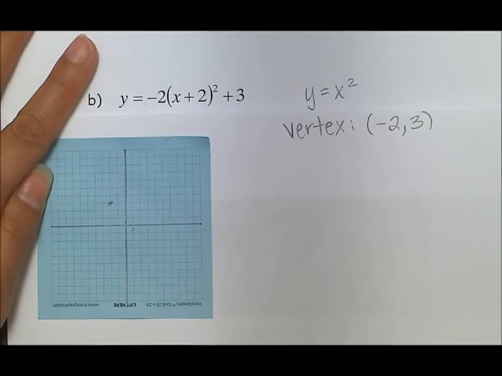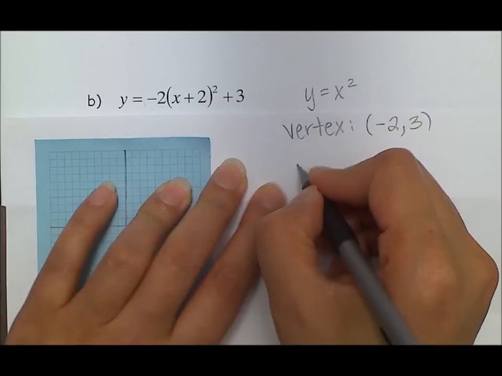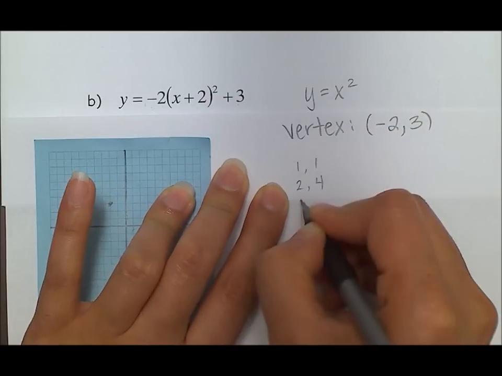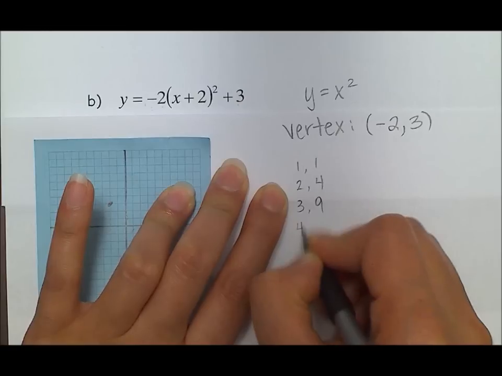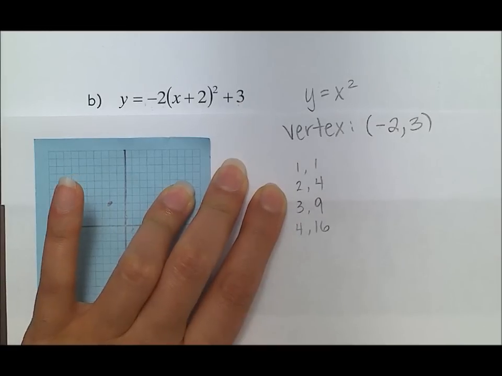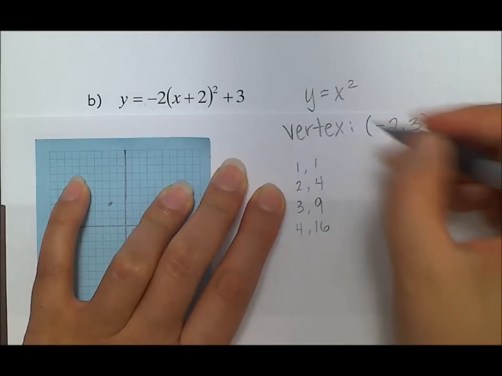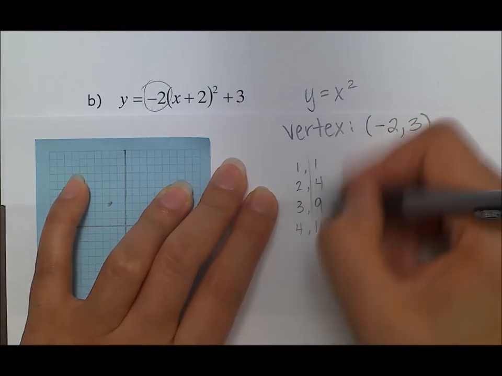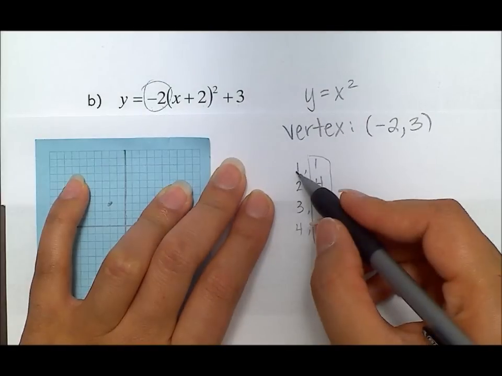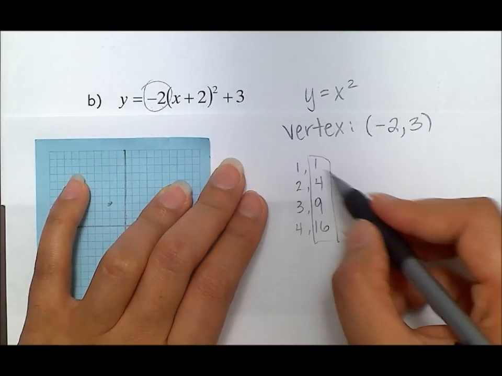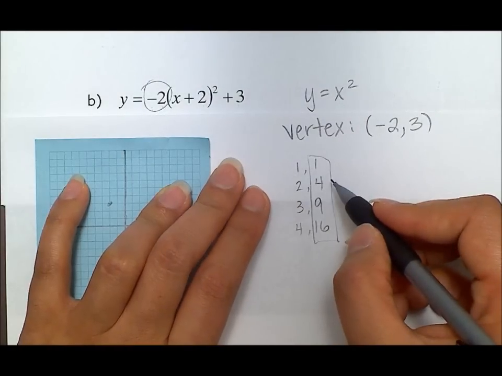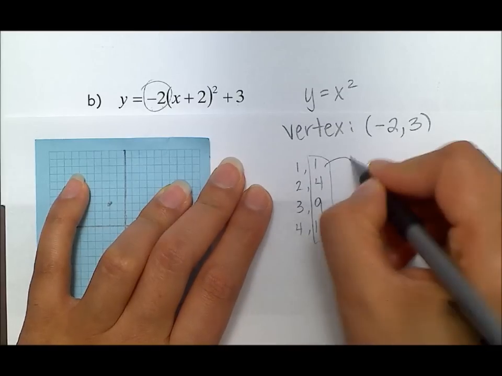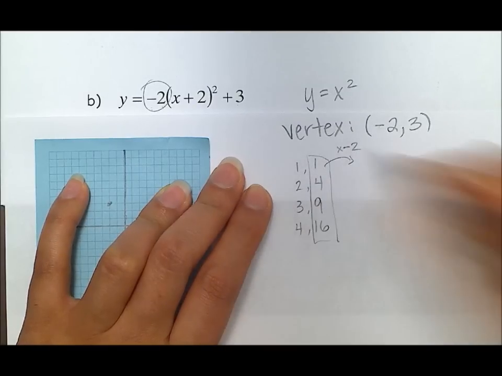So normally our step pattern is over 1, up 1, over 2, up 4, over 3, up 9, over 4, up 16. That's what we normally have. But in this case, we have an a value of -2. So we need to incorporate that in this part of the step. So when we're moving left and right, that's not going to change. But when we're moving up, or in this case down, that is going to change. All of these step values are going to be multiplied by -2. So I'm going to multiply each one of those values by -2.